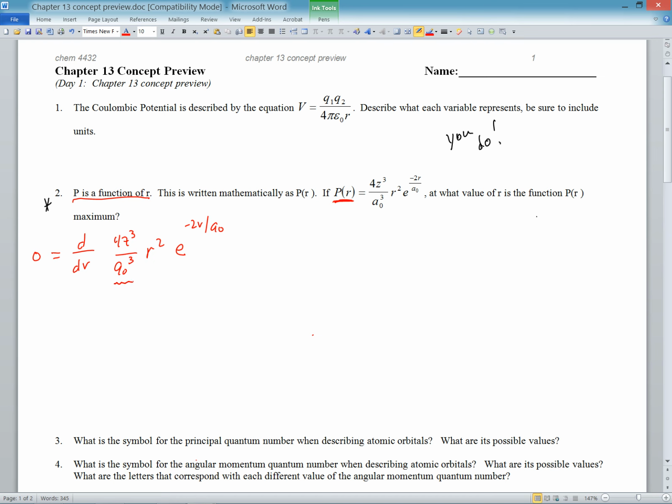Do you see an R in it? No. So can we just multiply both sides by a naught cubed over 4z cubed and just get rid of the thing? Pull it out of the derivative? Do it all in one big step? You comfortable with that? It's gone. You don't even care about it. All right? So we're going to have the derivative of the first times the second plus the derivative of the second times the first.